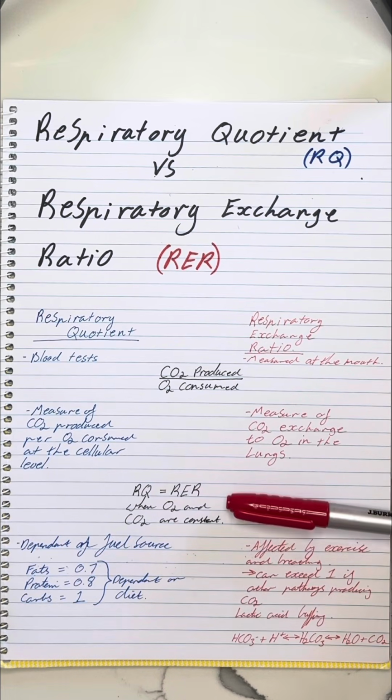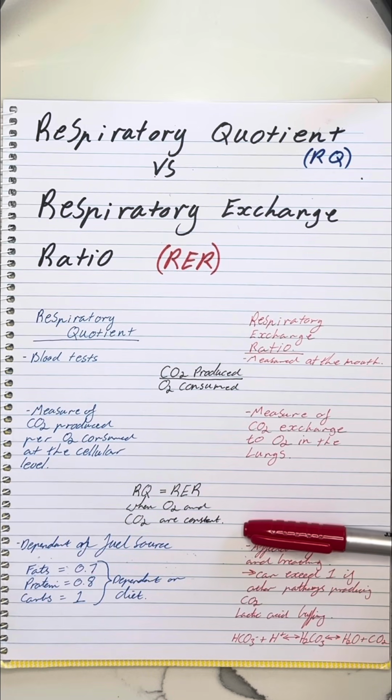The respiratory quotient and respiratory exchange ratio should equal each other when oxygen and CO2 are constant, so it's steady state. This makes sense because the role of the lungs is to remove waste products such as CO2 and bring oxygen into the body for cellular metabolism.